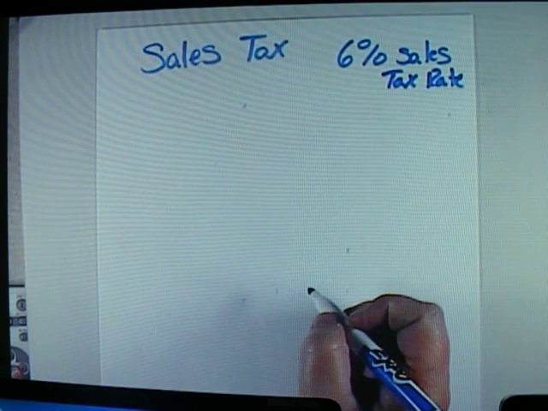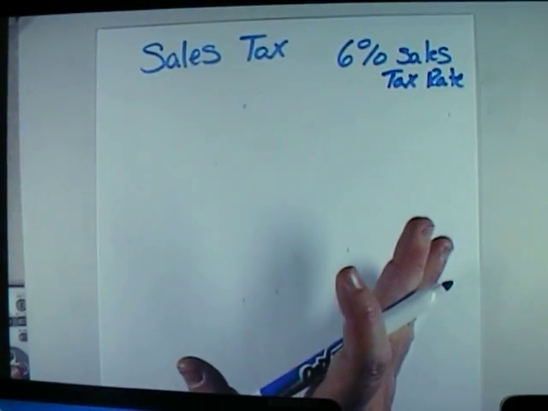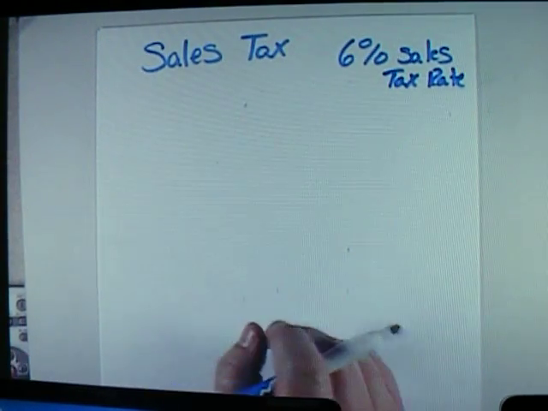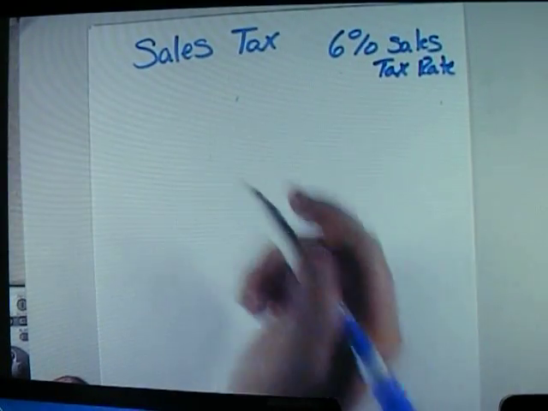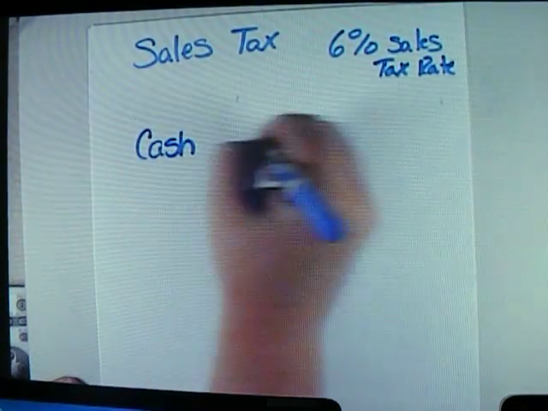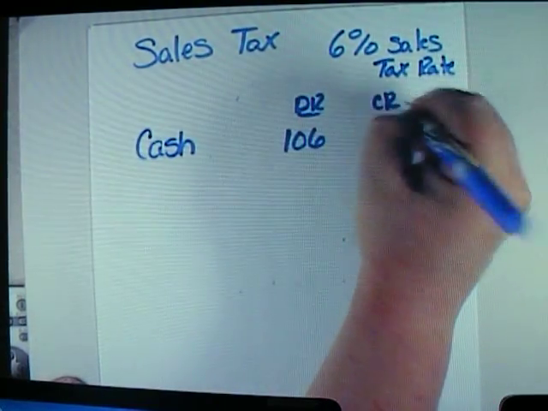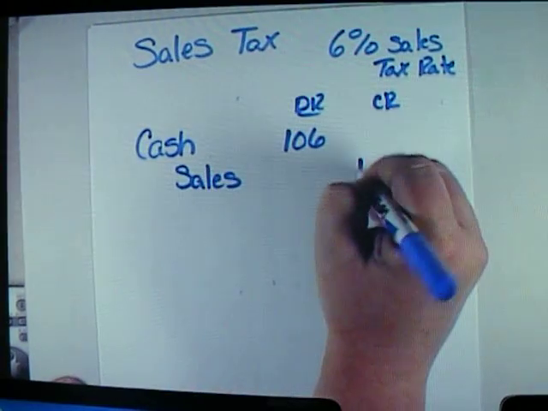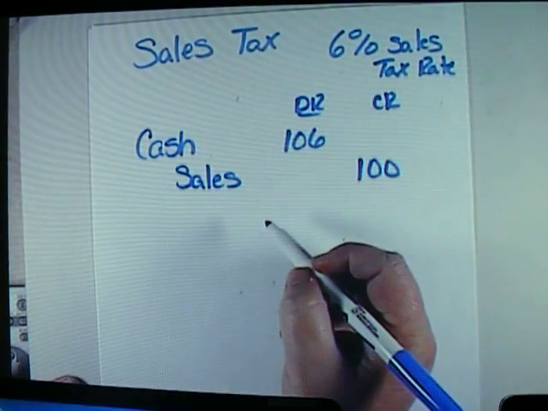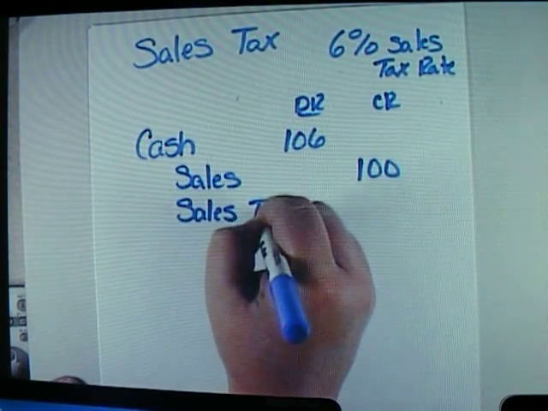What I'm going to do is record this as a cash entry as well as accounts receivable so that you can see both scenarios here. We're going to receive cash for $106, and we're going to credit sales for 100 of those dollars, and then the other $6 is going to be applied to sales tax payable.